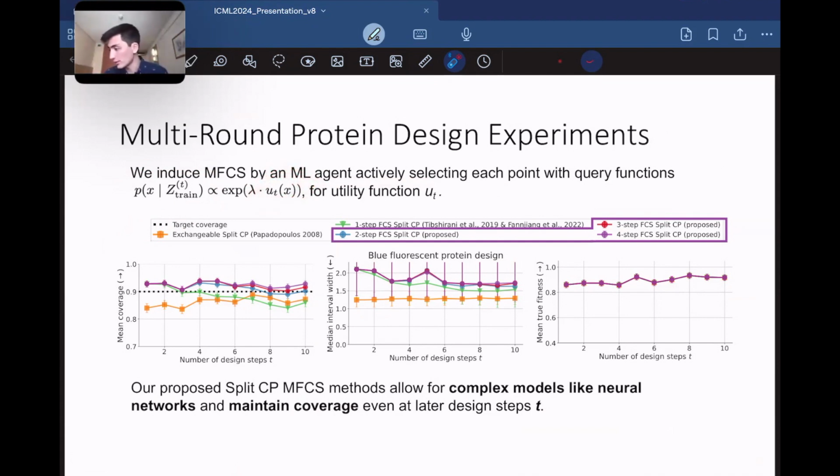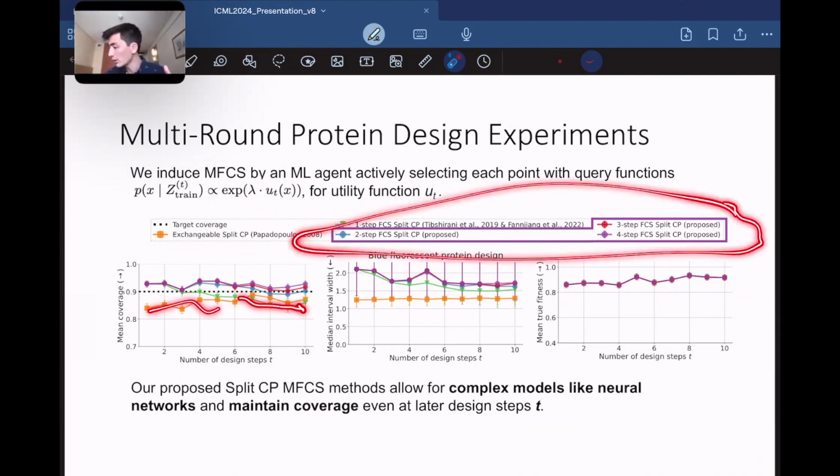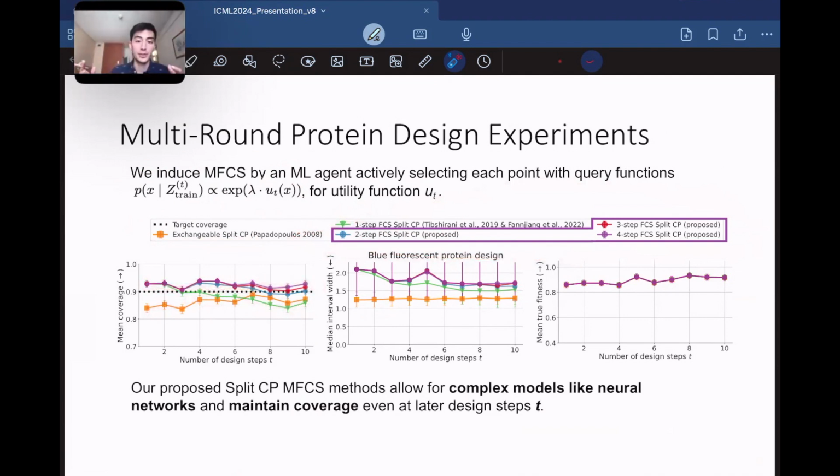And these experiments demonstrate, relative to the baselines of exchangeable standard conformal prediction, which can lose coverage, and prior baseline on conformal just for one step covariate shifts without accounting for this multi-step accumulated feedback shift, whereas these baselines can lose coverage, our proposed methods maintain coverage over different numbers of steps in the protein design process. And this is all optimizing for fitness here, where fitness is the utility function. So fitness could be like medical efficacy or therapeutic potential, or specifically for us, we're looking at fluorescence.